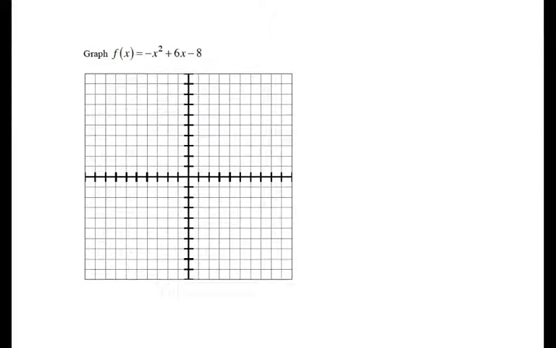So let's go ahead and follow this process with the function f of x equals minus x squared plus 6x minus 8. The first step is to find the vertex. I can't do anything until I have that vertex identified. So since this is in general form, I'm going to use the vertex formula. h equals minus b over 2a. That's going to be my x-coordinate of the vertex. And then I will plug that result into the function to get the y-coordinate.